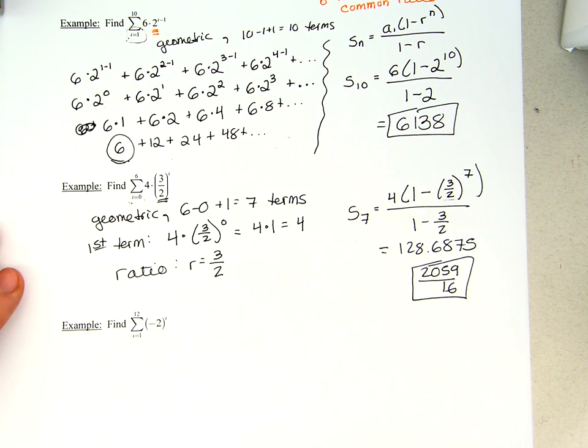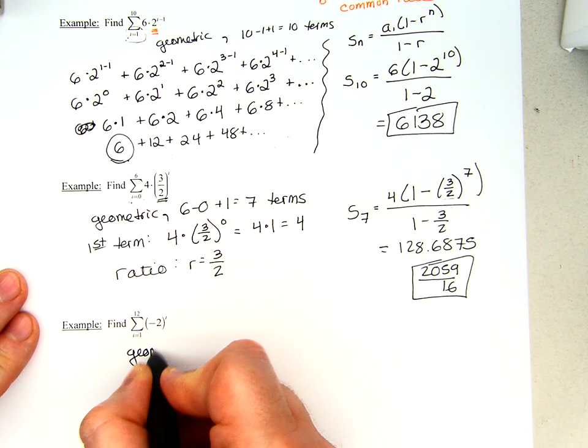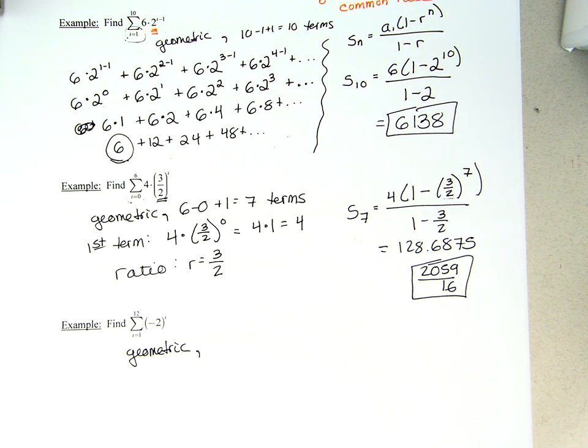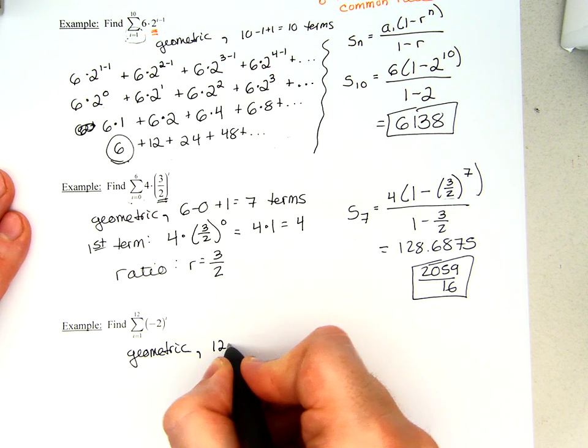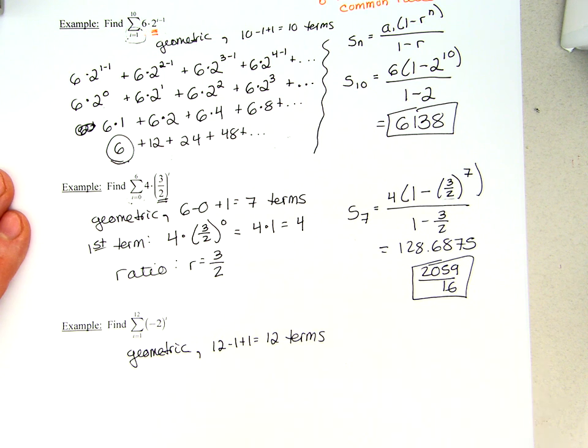Last one with the sigmas, then we'll do 2 word problems, and then you're going to do some practice. This is geometric because my variable is in the power. How many terms are there? There should be 12 minus 1 plus 1. There should be 12 terms.